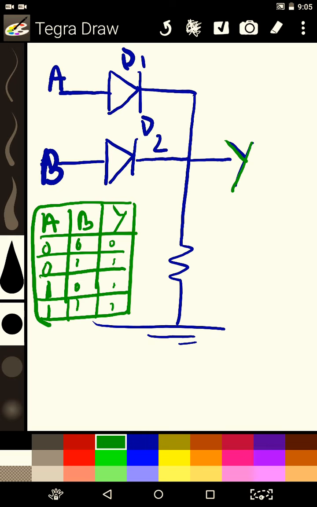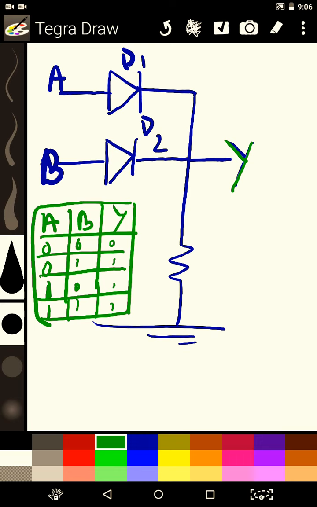That will make D1 forward biased and D2 reverse biased. So there will also be a closed circuit by making D1 forward biased. So the output voltage will be the higher voltage, so the output equals 1. In the 1 1 case, both the diodes D1 and D2 will be forward biased. That means some output will be obtained from the output Y terminal.